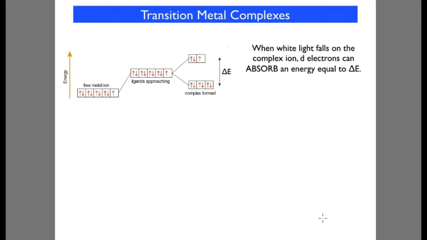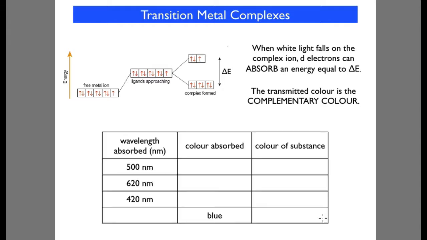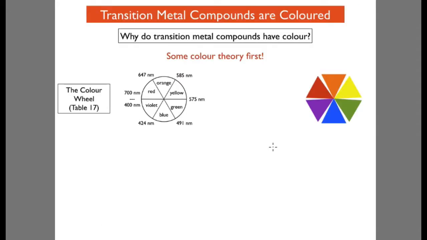When white light falls on the complex ion, the d electrons can absorb an energy equal to delta E. So the transmitted colour is the complementary colour of that which is absorbed. Let's have a look here and see if we can fill this in. We've got wavelength absorbed here 500. We need to find the colour absorbed and the colour of the substance. So 500 nanometers is going to be between 491 and 575. It's going to be green is absorbed, and red is transmitted or reflected.